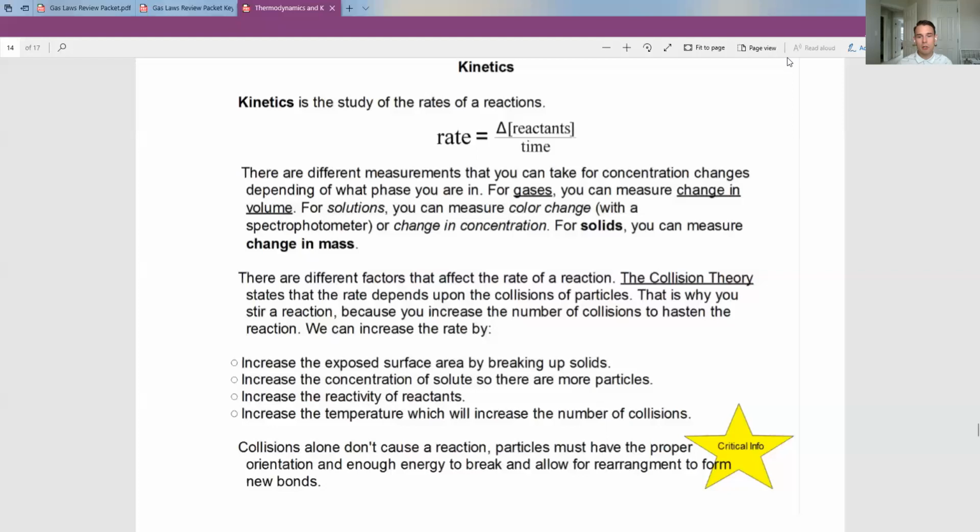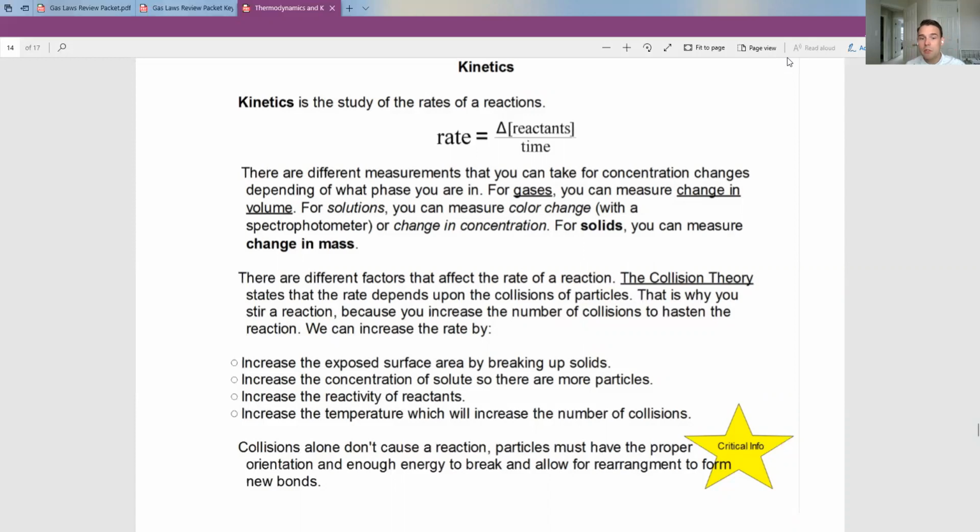So there are many different measurements that you can take for concentration changes, depending on what phase you are in. For gases, you can measure a change in volume. You could also measure a change in pressure. For solutions, you can measure a color change or a change in concentration. Now, a color change, you use a spectrophotometer or a colorimeter.